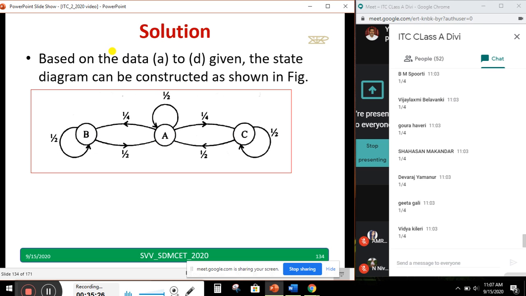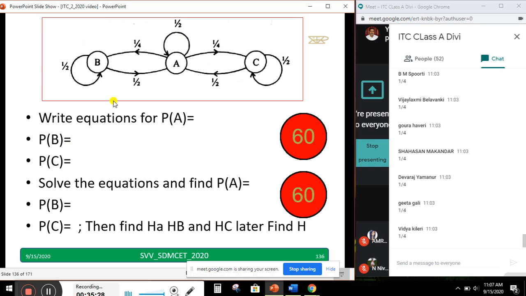Okay, so this is the diagram. Now we'll solve this. Write the equation for P of A equal to, P of B equal to, P of C equal to. First we'll solve this. How to write P of A equal to, all of you know. Solve the equation and find the product of A, B, C. Then find HA, HB, HC. Find H.